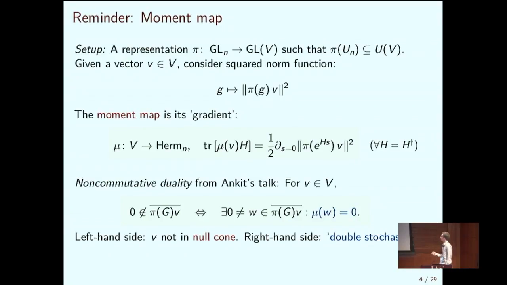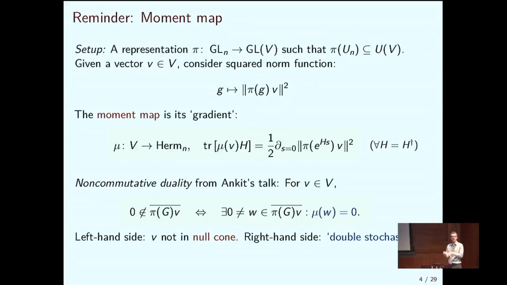In particular, we saw this statement, and that was one of the main results, this Kempf-Ness result that Ankit spoke about. The claim was that for any vector in the representation, the following two things are equivalent. This vector is not in the null cone, so if you apply arbitrary group elements and take the closure, you cannot get 0, if and only if there exists a scaling, so you can transform your original vector V into another vector W, possibly by taking limits, such that this vector is non-zero, but it is mapped to 0 by the moment map. That is, the gradient vanishes.